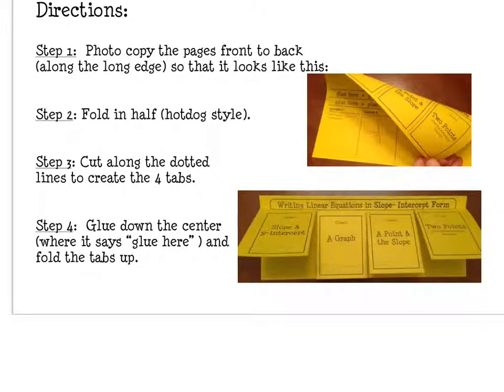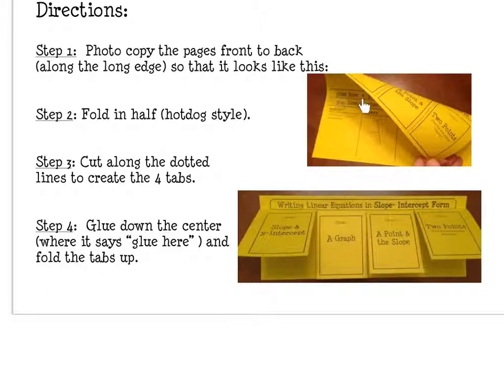Okay, we're going to create a foldable for your notebook so that you'll always be able to reference back to it to find the steps for writing linear equations in slope-intercept form. So the first thing you need to do is to fold your sheet of paper hot dog style. All that means is that you're going to fold it along the long edge. So you'll notice that when you fold it, you'll have writing linear equations in slope-intercept form along the folded area.